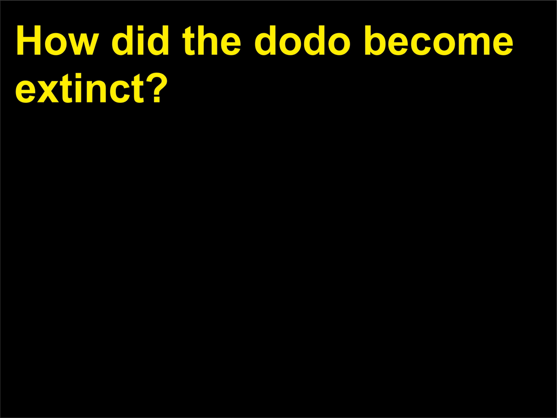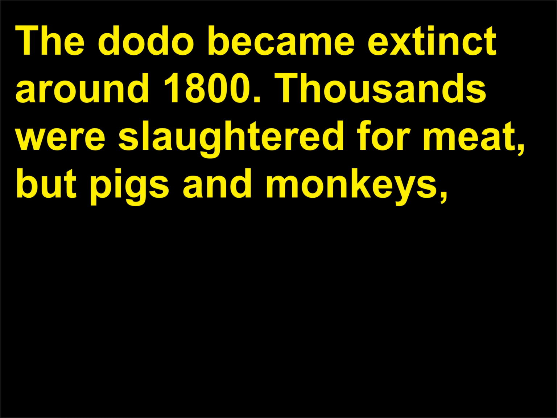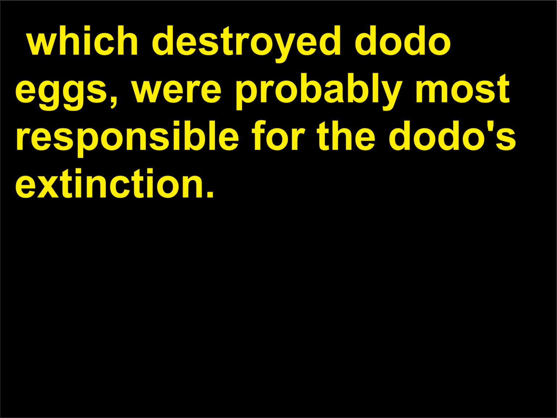How did the dodo become extinct? The dodo became extinct around 1800. Thousands were slaughtered for meat, but pigs and monkeys, which destroyed dodo eggs, were probably most responsible for the dodo's extinction.